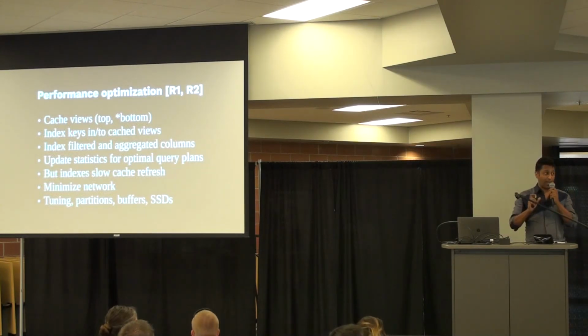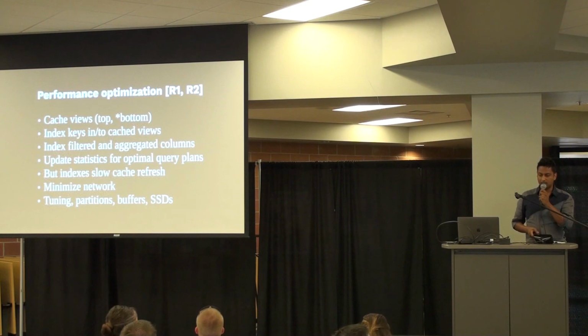Indexing, so remember we have views, right? So all of your cache views, you want to index the primary key. And if there are any indices to foreign keys, you also want to index the foreign keys to other cache views, right? Simple performance stuff. Filtered and aggregated columns obviously need to be indexed. You're going to get an order of magnitude improvement on your performance.